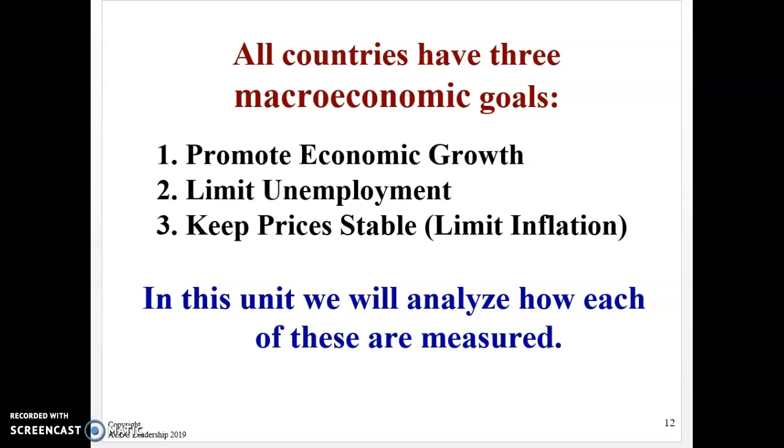All right, we're going to pick up right where we left off. All countries have three macroeconomic goals. We're trying to create economic growth. That's pushing out our PPC curve. We're trying to limit unemployment, and we're trying to keep prices stable. That is limiting inflation. We're going to look at how we measure each one of these.